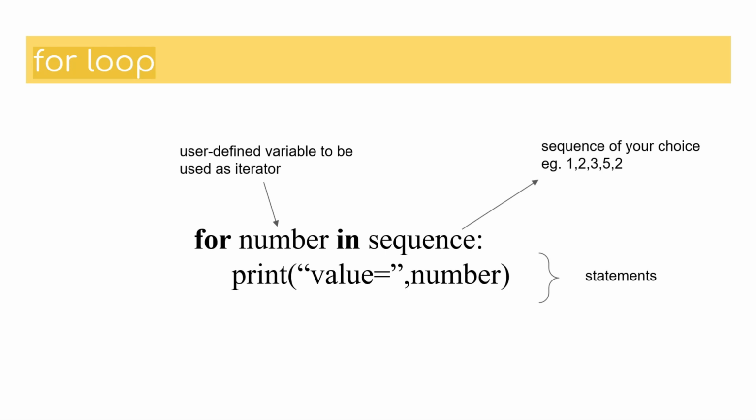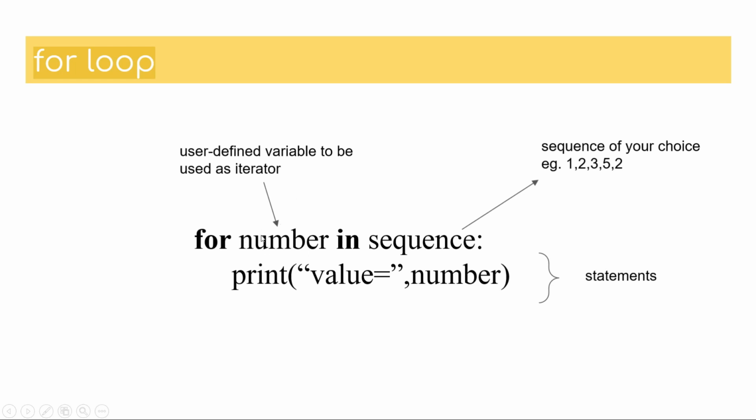Now let us understand the syntax for loop. So for loop has the following syntax. Let us say you have a sequence of your choice, let us say 1 2 3 5 2. You can specify it over here with any collection, whether it is a list, a string, a tuple, a set, anything. And here you want the iterator.